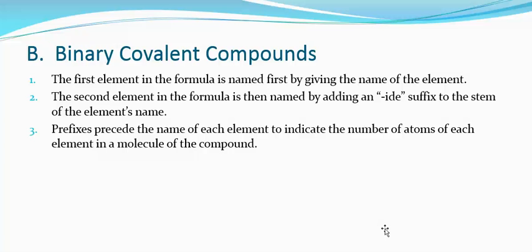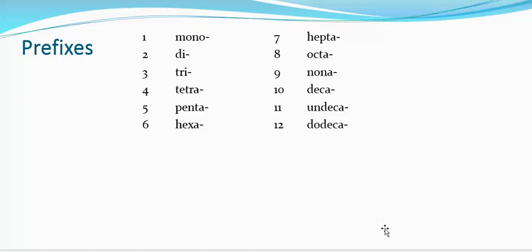Second type of binary compounds are binary covalent compounds. These are two nonmetals put together. The first element is named by giving just the name of the element. The second element, we're going to add that -ide suffix again. The only difference is if it's a covalent compound, we have to use prefixes to indicate the number of atoms of each element in a molecule. Now the prefixes, I'll give you 1 through 12 here, mono through dodeca.